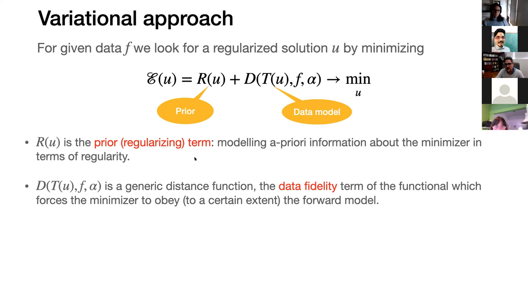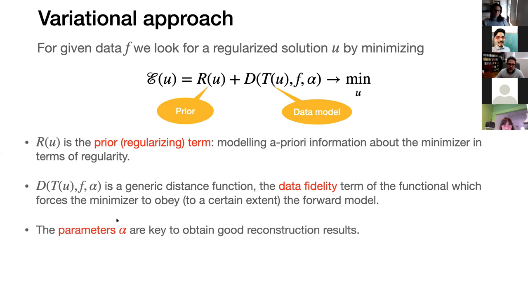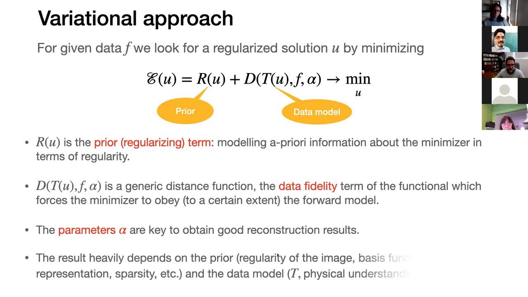And in between, in the context of this talk, in the data fidelity model, you usually have a lot of parameters, several parameters that are important to tune to get better reconstruction results. It may be a weight in front of this data fidelity term, or even something much more complex to deal with. And as you can imagine, the result depends on the prior that you choose for the inverse problem at hand. That may include the regularity of the image or the solution, the basis representation, some sparsity, and also the data model that you consider. But another important ingredient, and that's the ingredient that we are going to focus on in this talk, is the choice of the parameters that weigh the ones against the other.